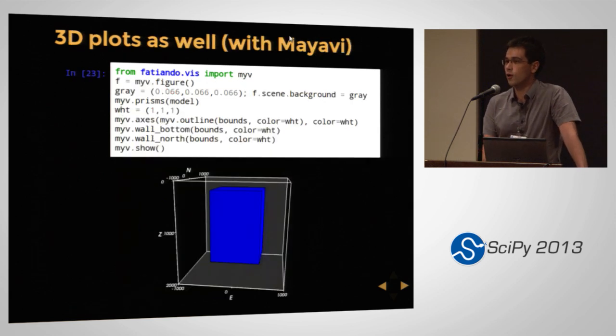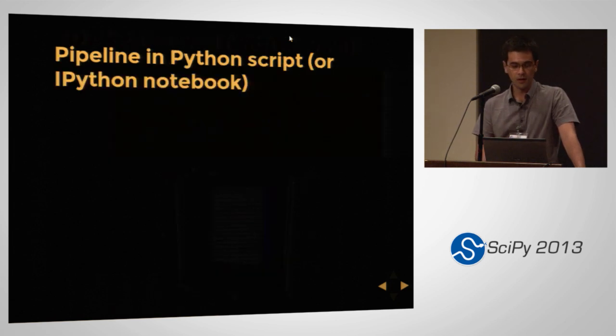And also if I want to do 3D plots, I can just continue on the same script and call some wrappers to the Mayavi mlab module, which I wrapped in this myv module. So if I want to plot prisms, I just call myv.prisms and give it a list of prisms, and it'll automatically convert that to TVTK, which Mayavi uses, and send it to the Mayavi GUI. I have some utilities to plot walls on the bounds, like for example here I plot a wall on the north side and a wall on the bottom. So this is useful to get a better feeling of depth in the 3D model.